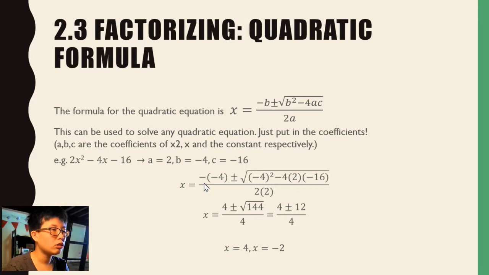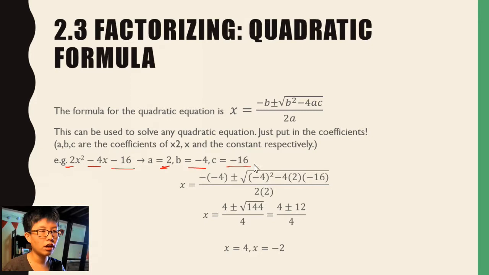Okay, so this can be used to solve any quadratic equation. Just put in the coefficients. The coefficients are the numbers in front of the x term, in front of x squared, and so on and so forth. So what is a, what is b, what is c? a is the number right in front of x squared, which is 2, and b is the number right in front of x. It's not just 4, it's negative 4, and c is everything else that doesn't have an x next to it, so that's negative 16.